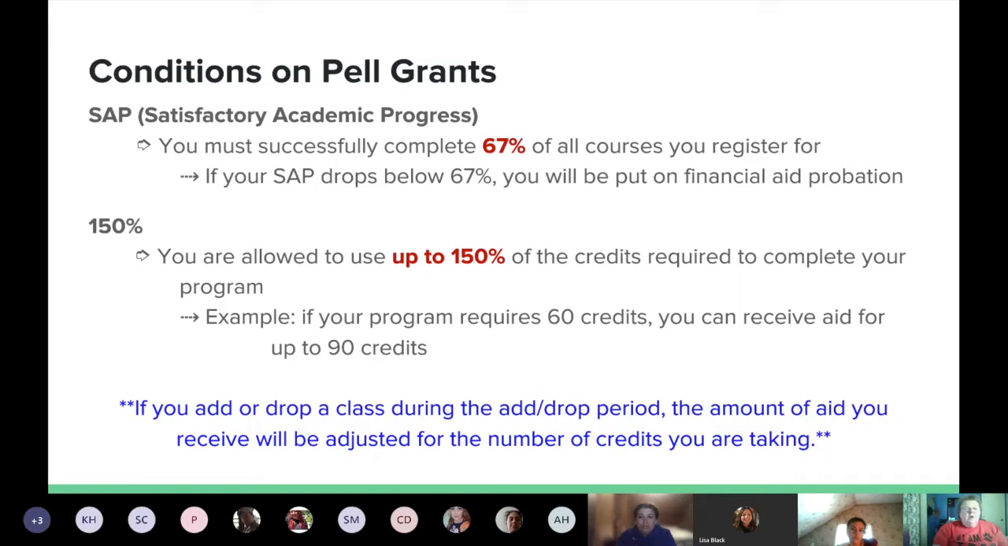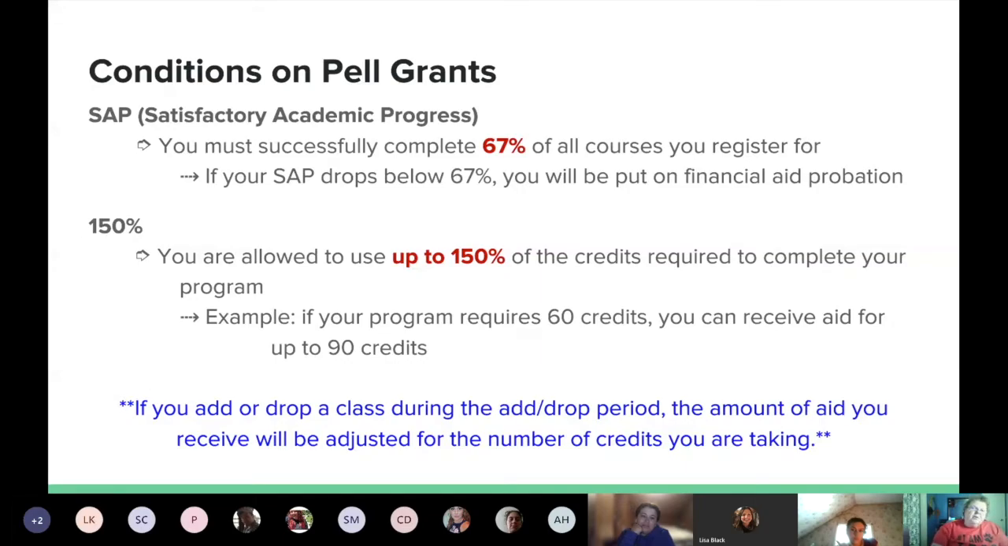We want to help you, educate you on what your options are and how to get things back on track for you. So SAP stands for Satisfactory Academic Progress. You must successfully complete 67% of all courses you register for. If your SAP drops below 67%, you will be put on financial aid probation. I believe they still give you 1 semester of grace and an opportunity to get things back up before you're having to file an appeal letter.